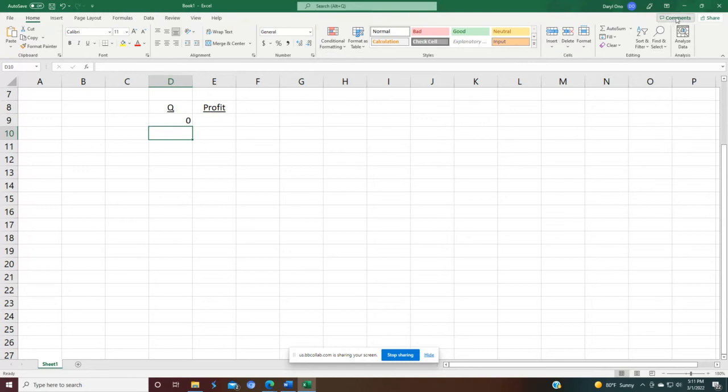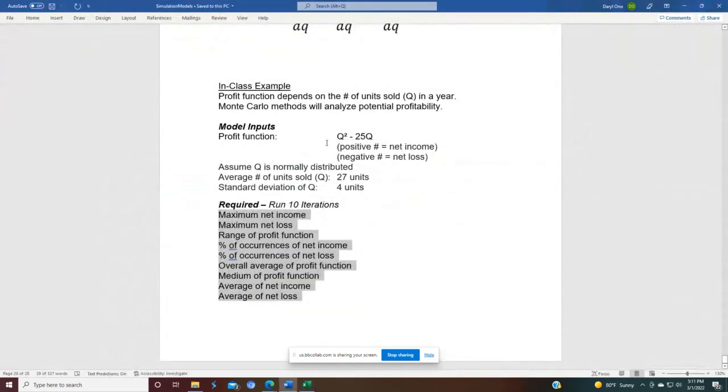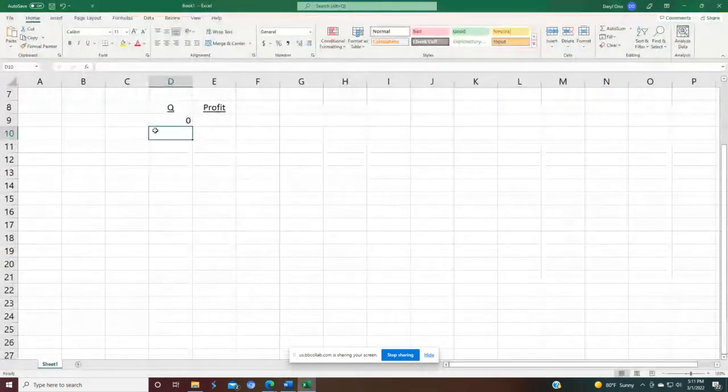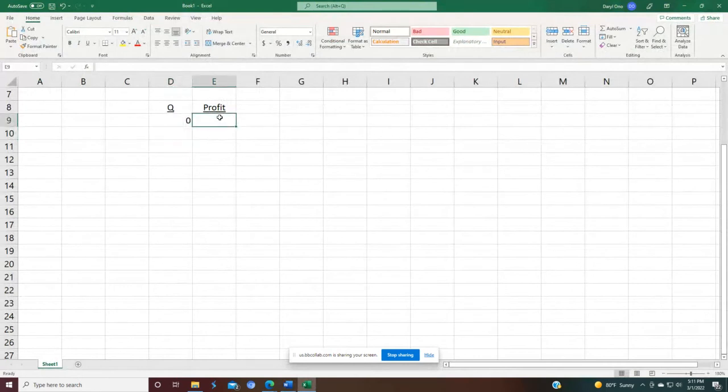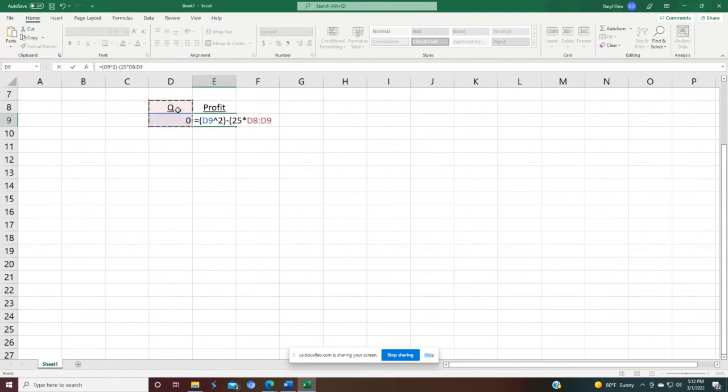And from the previous page, we know that the profit function is q squared minus 25q. So if this is q, then q squared is this cell squared, minus 25 times this cell. It's going to be 0 for now.